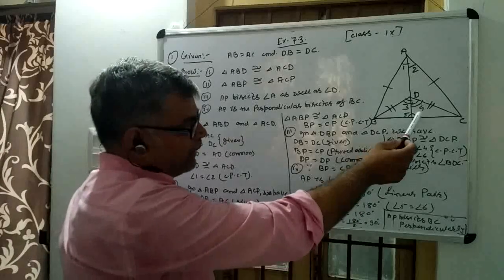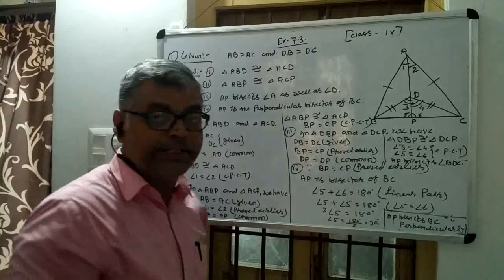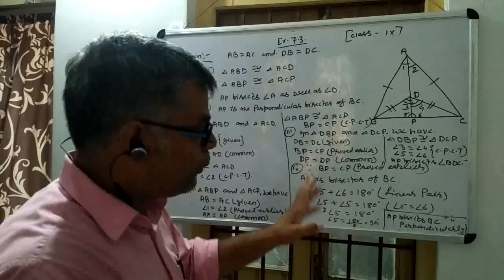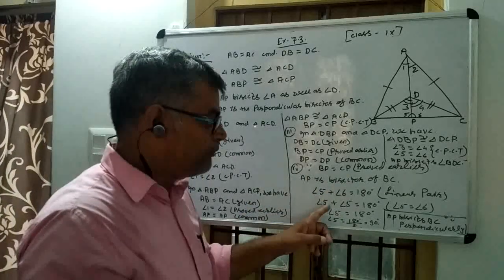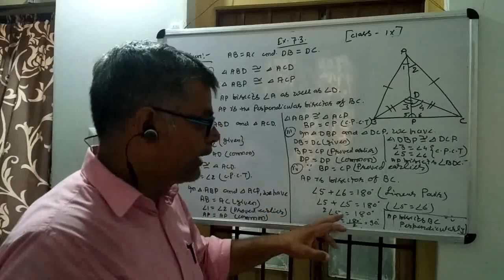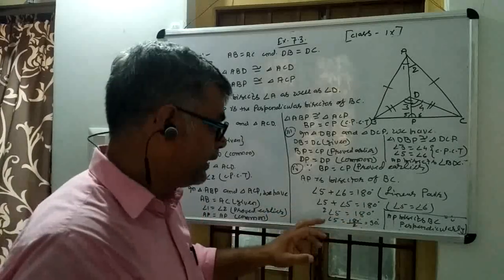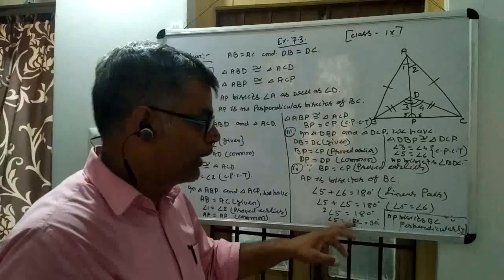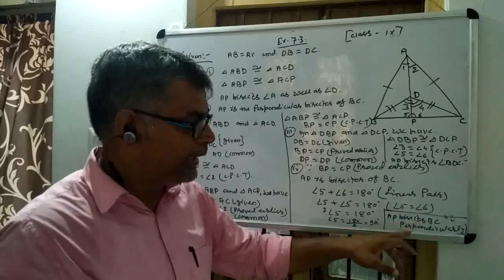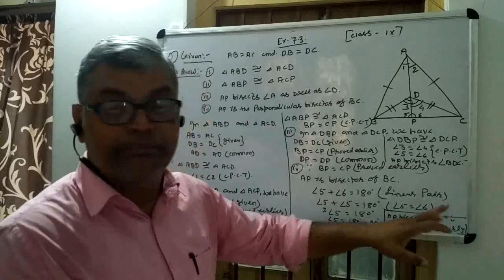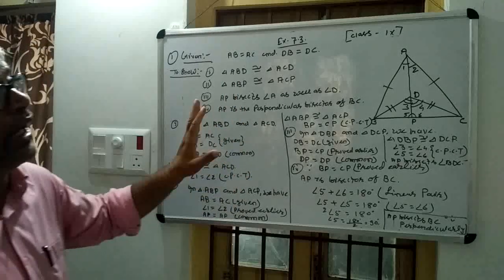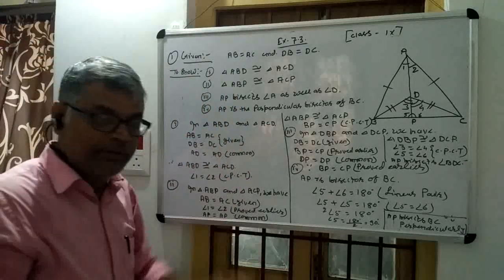So angle 5 plus angle 6 will be equal to 180 degrees because of the linear pair. And both angles 5 and 6 are equal. So angle 5 plus angle 5 will become 180 degrees. So twice angle 5 equals 180 degrees. So angle 5 equals 180 by 2, that is 90 degrees. Hence AP bisects BC perpendicularly, and in this way the solution of this question has been completed.